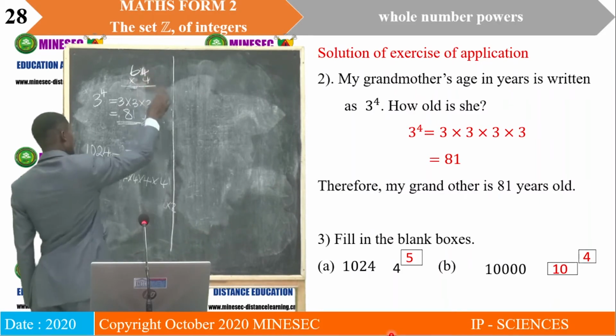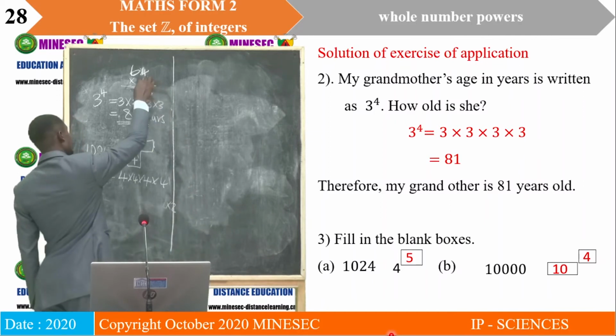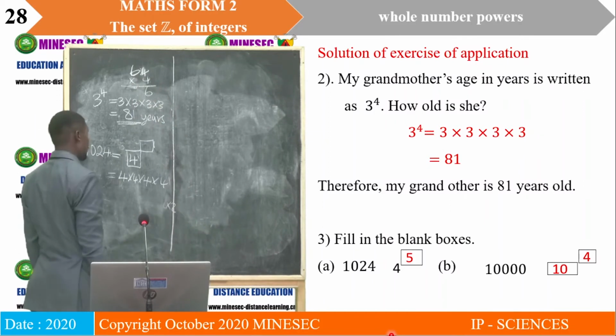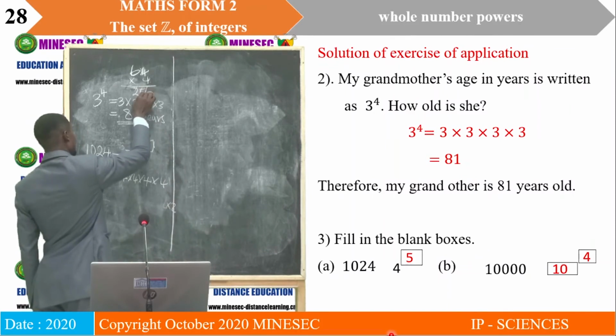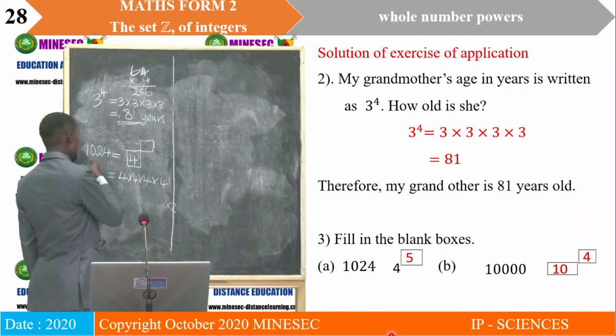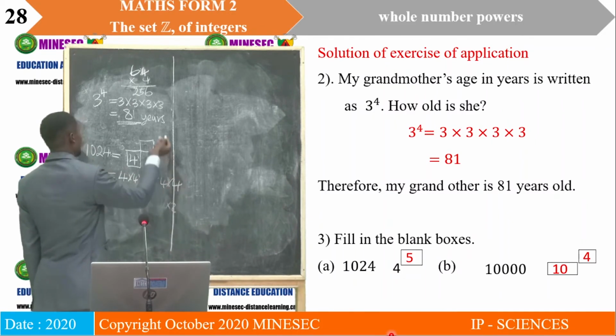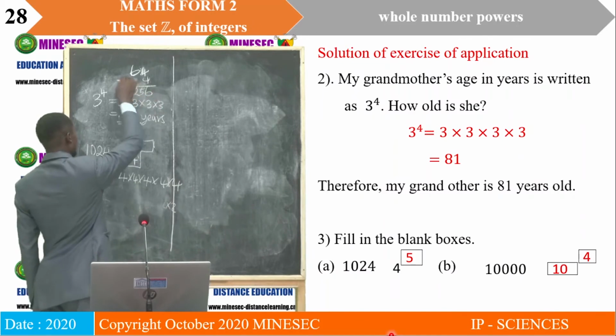4 times 4 is 16. You write 6 and you carry 1. 4 times 6 is 24, plus the one that you carry is 25. So 256. It is not yet up to 1024. So if we add another 4, we take 256 times 4.